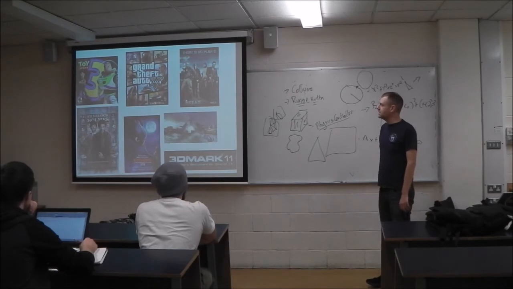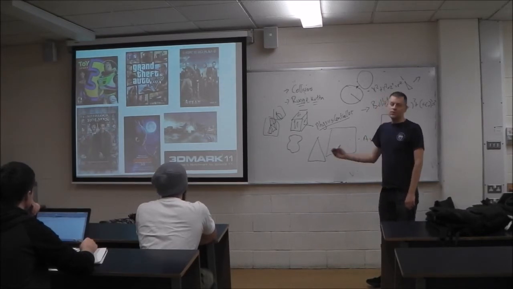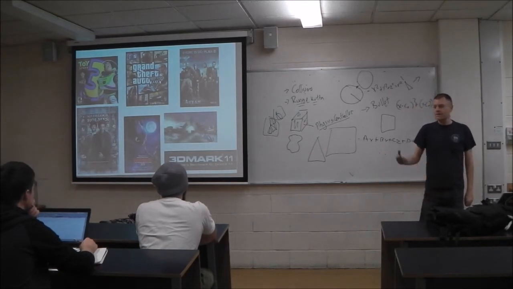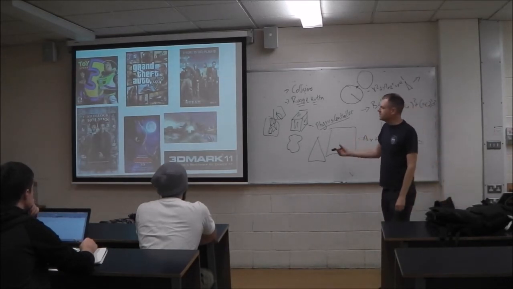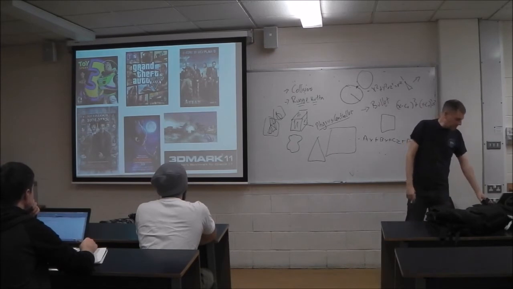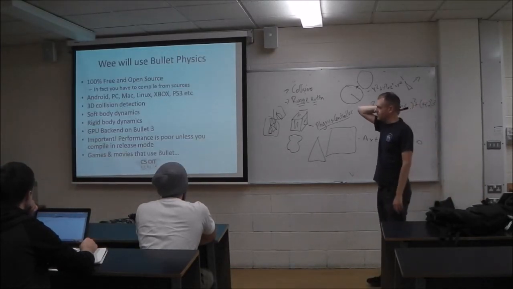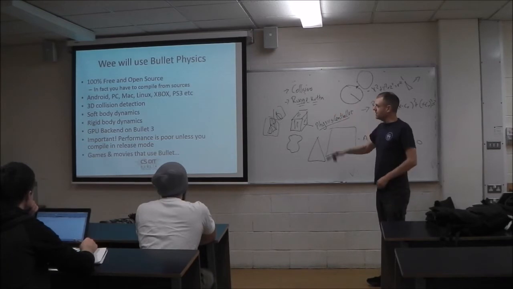So for example, it's the physics engine in GTA 5. Also lots of movies use it, including How to Train Your Dragon. The 3DMark thing uses it, and lots of movies use the Bullet Physics Engine as well, and loads of mobile games and everything. So it's really a very current, very supported physics engine. It's 100% free and open source, that's another reason why I use it. Does all of the things that we might want.